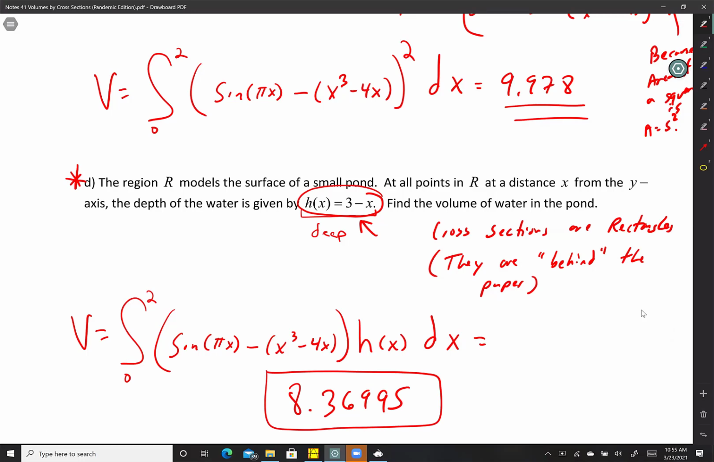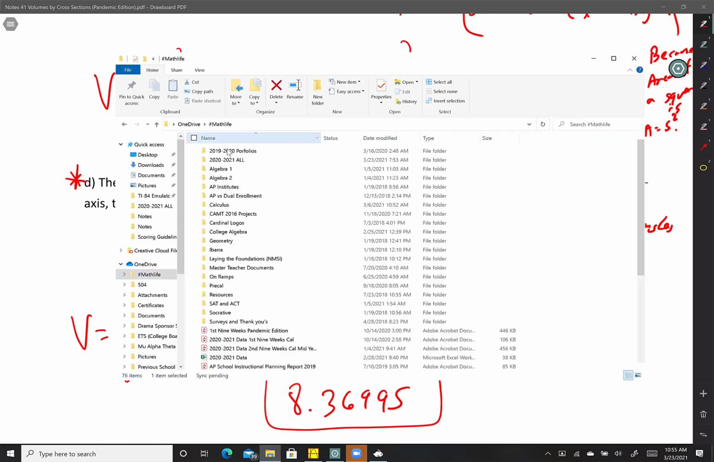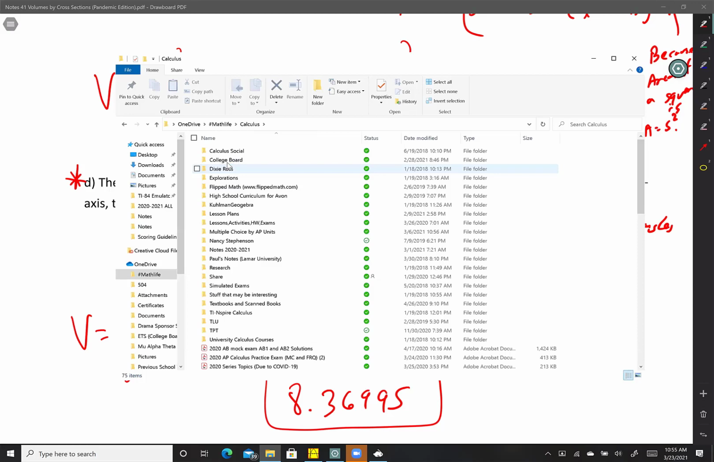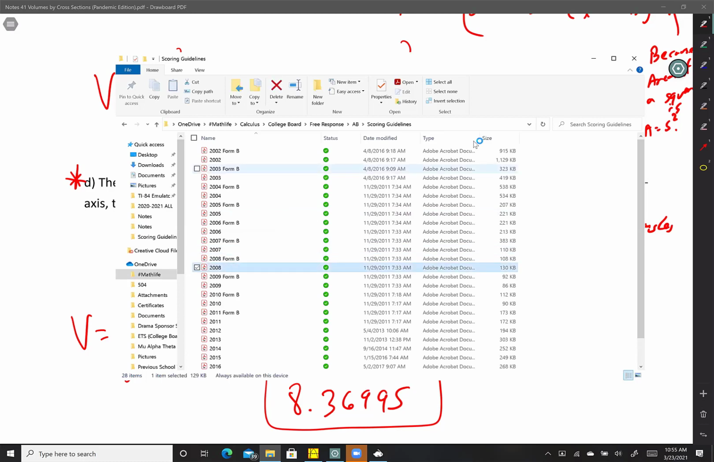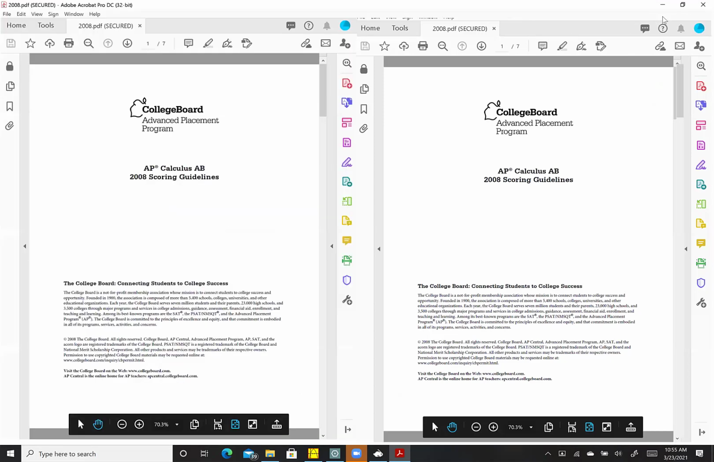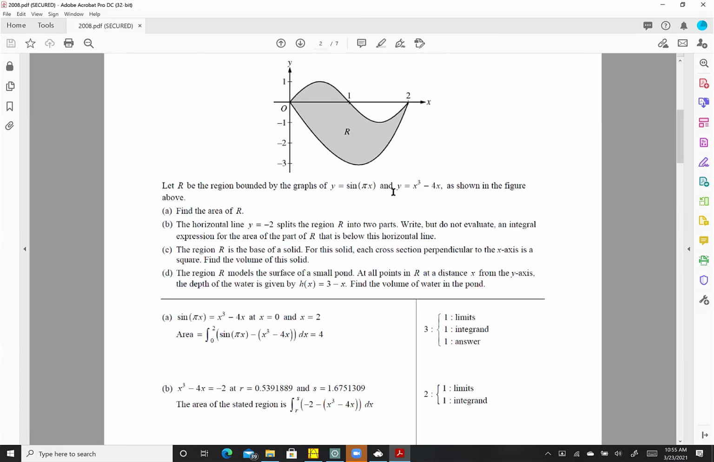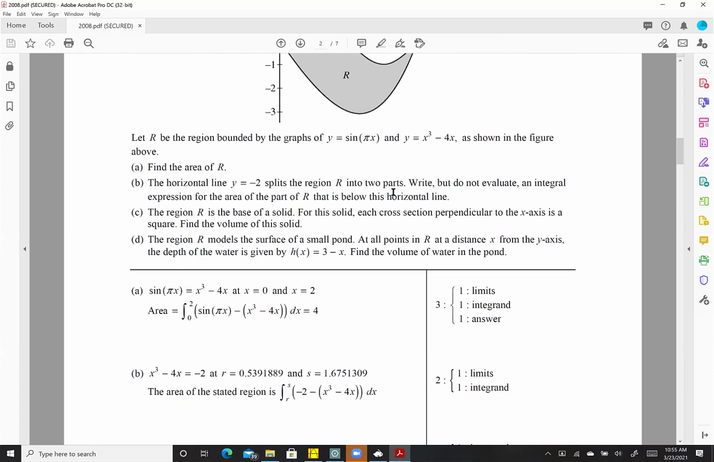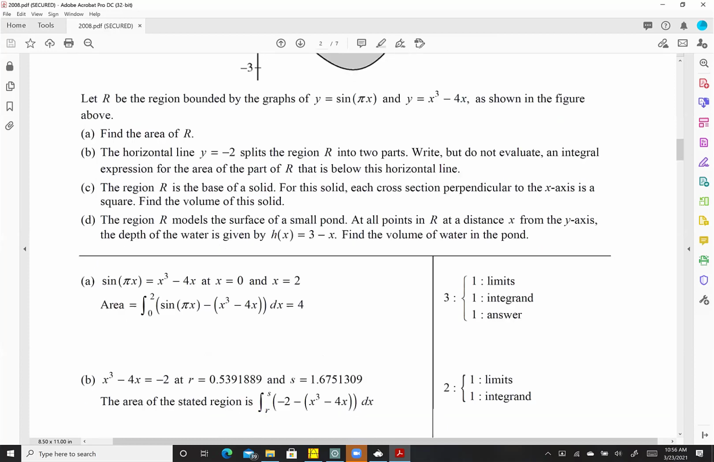Let's look at the rubric. Let's see how we did, guys. In this case, they don't write units, but sometimes there are points for units. OneDrive, Math Life, Calculus, College Board, Free Response, AB, Scoring Guidelines. We're almost there. There we go. Can you guys see? Yeah, 2008. All right, let's see. It was this one right here. Look at that. 3 points for letter A. We got all three. They're giving you points for limits. 1 point for the integral, 1 point for the answer.